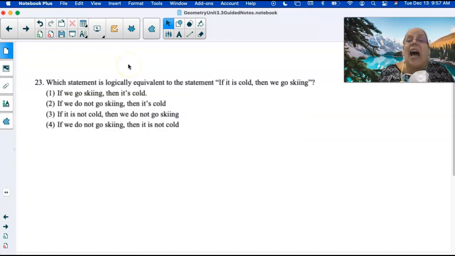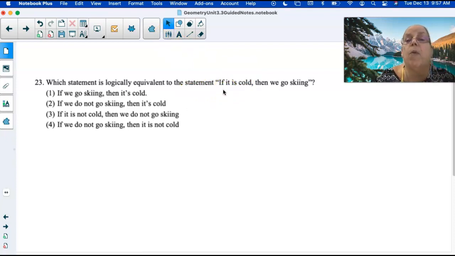Which statement is logically equivalent to if it is cold, then we go skiing? Now remember, the contrapositive, where you switch your sneakers and put in or take out the nots, that's logically equivalent to the original. So here is our original statement.